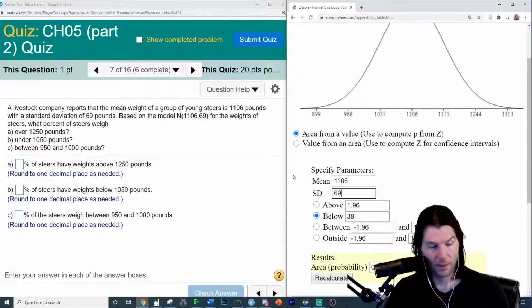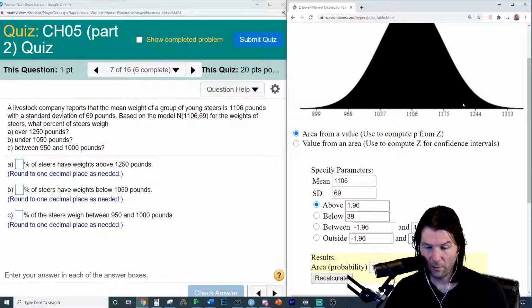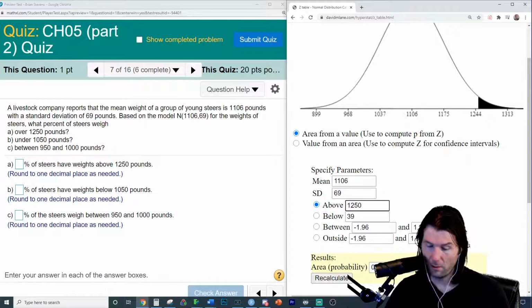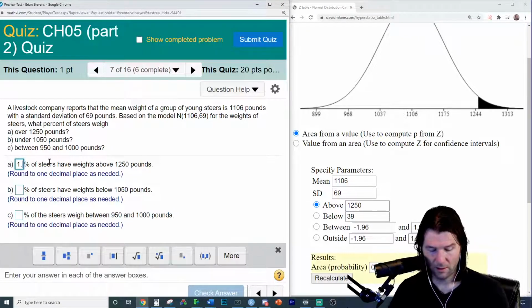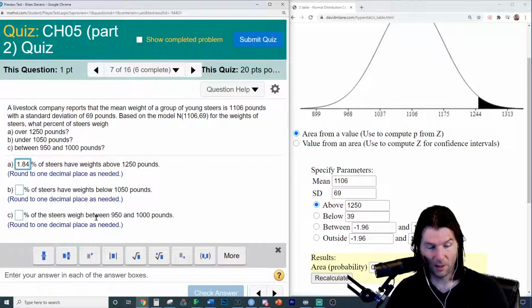And there we go. So percent of steers that are above 1250. So above 1250 is going to be right about there. It's going to be a little more than 2%. And, oh, I was wrong. It's a little less than 2%. I should have said about 2%. That would have been a good answer. Around to 1 decimal. Sure.